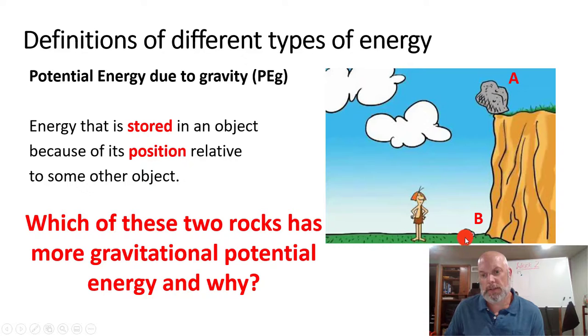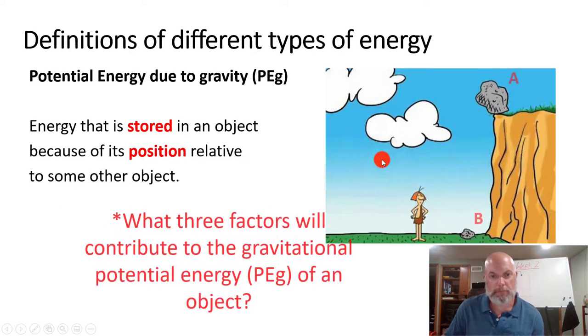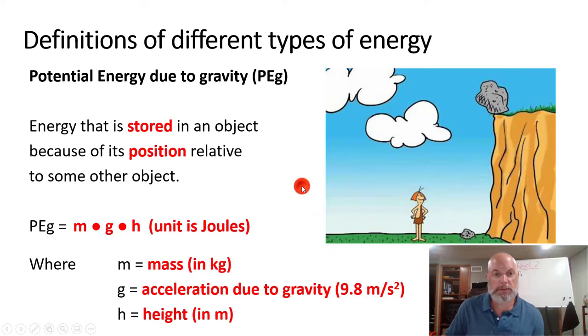If it's the same kind of stuff, then we can just look at the size. So obviously A has more mass, giving it more energy, and it's higher off the ground, right? So it's up there, adding to its gravitational potential energy. And we just kind of answered this. The three factors that will contribute to it, we know this because we just did the equation: mass, gravity, and height. And so here's our equation again. Mass, gravity, height. The unit will be in joules.